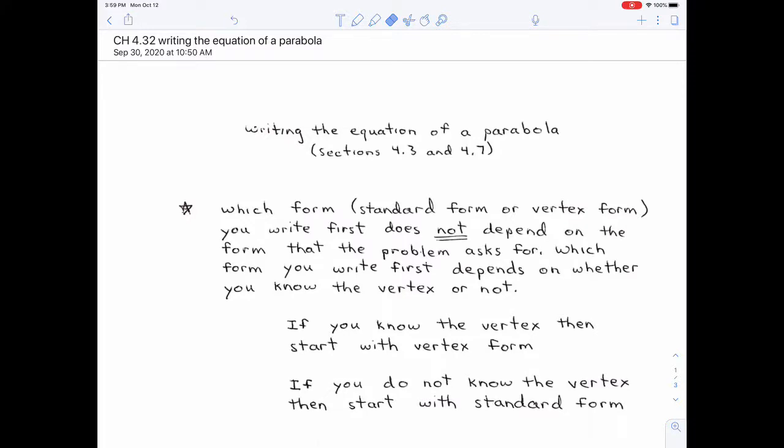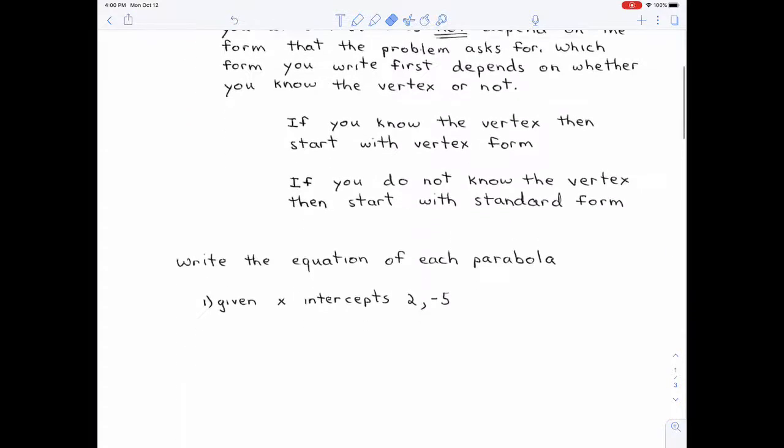And we did that a couple videos ago. What if I ask for vertex form but don't give you the vertex, or you can't figure out the vertex? Then write standard form and complete the square and change it into vertex form. So that's the thing. It does not depend on what form the problem's asking for. What matters is, do you know the vertex or not?